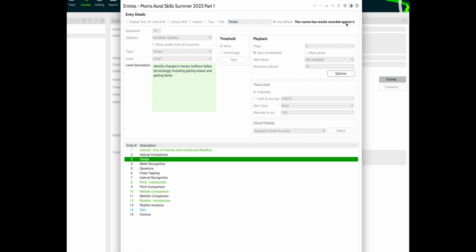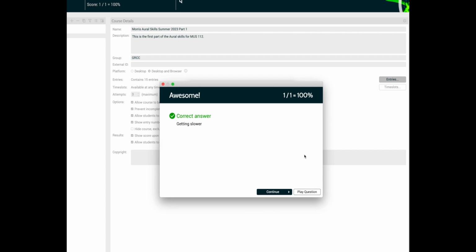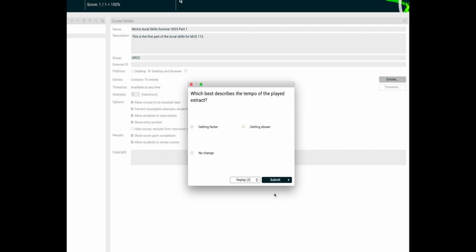So tempo. Now this one actually will play some recordings of orchestras and bands of different performances, and you're going to make a decision about the tempo. So let's see what this sounds like. Seemed like it got slower. I mean, most of it was the same, but I'm going to say getting slower. And it did do that. Okay, so let's try another one. It definitely got slower. So that one was getting slower.